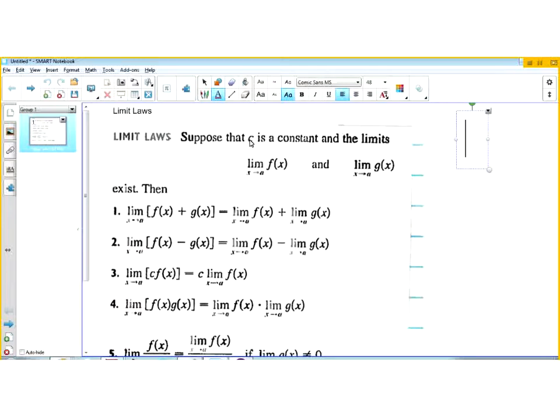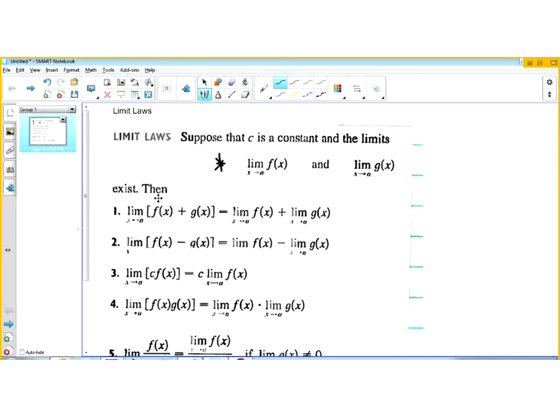Suppose that we have a constant c, and that these limits, the limit as x approaches a of f of x, and the limit as x approaches a of g of x, both of these exist. And I can't stress how important this particular caveat to the limit laws is, because if any one of these limits does not exist, then these limit laws will not work.